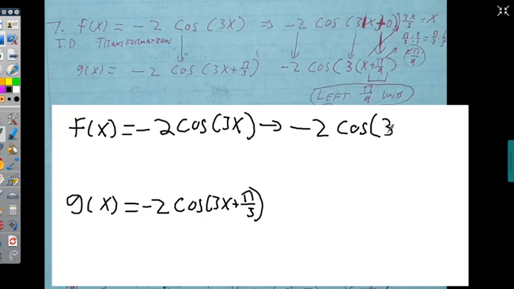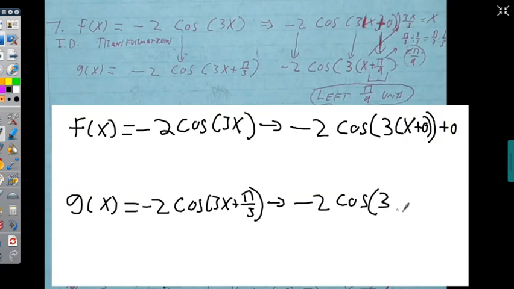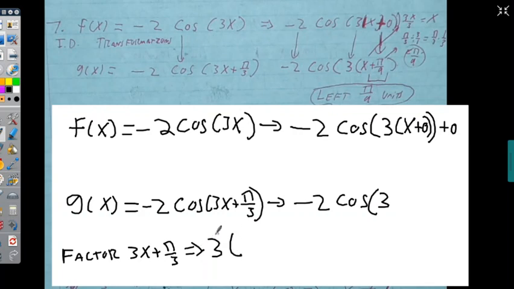3 factored out of x, nothing's being added to x, so I'm going to add an x plus 0, and then nothing's being added on at the end, plus 0. Completely factoring out g of x, we have negative 2 times the cosine of 3x plus pi over 3. Let's factor out a 3. So if we factor out a 3, what's left? What do we divide each term by in this sum here? If we factor out a 3.